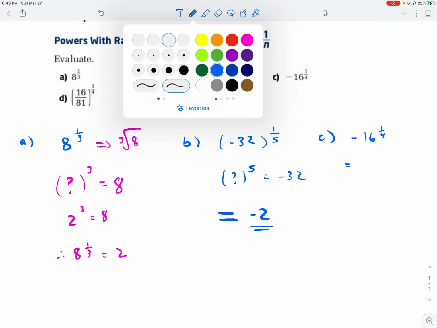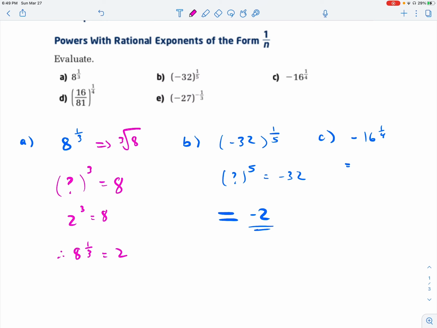So 16 to the exponent 1 over 4. What that means is something to the exponent 4 equals 16. Okay? So I know that something needs to be 2, because 2 times 2 times 2 times 2 is 16. So my answer is going to be negative 2.